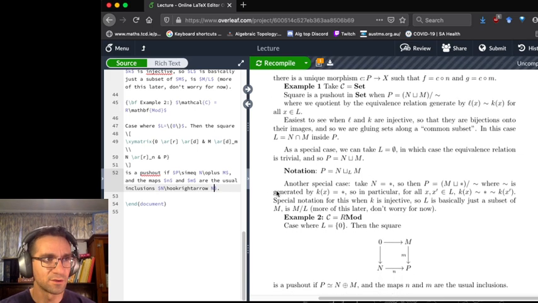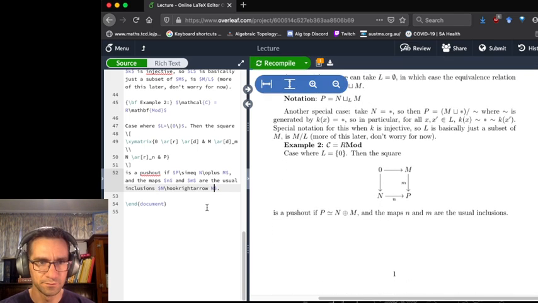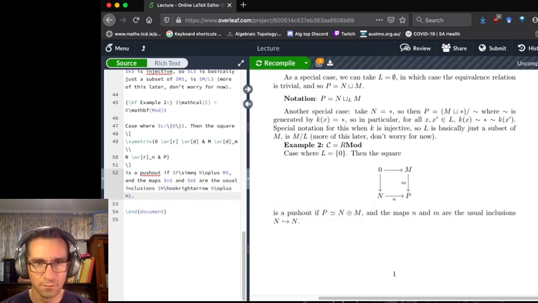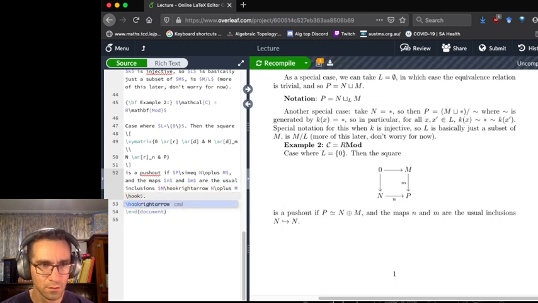Oh, sorry. Yep. Thank you, Tess. Okay, that's not going to work. No hook left arrow.